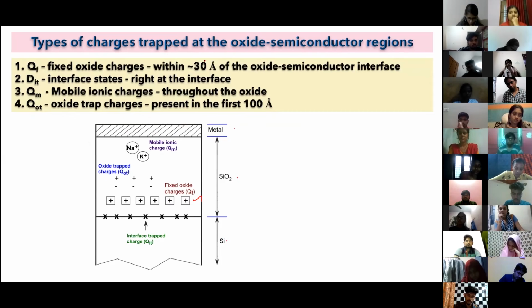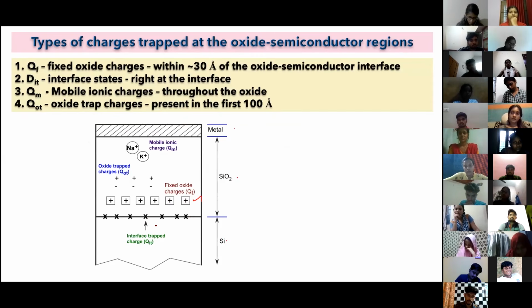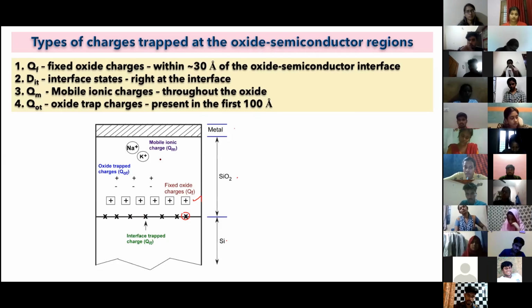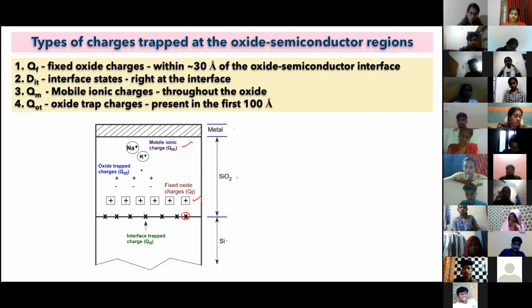They're fixed about 30 angstrom units from this interface. Another set of charges is present exactly at the interface. Here, the crossed ones are called the interface trapped charges. And in between them, within the bulk, there are different charges of bulk type. Ionic charges can be there, or oxide trap charges. These are the various types of charges available in metal oxide capacitors.